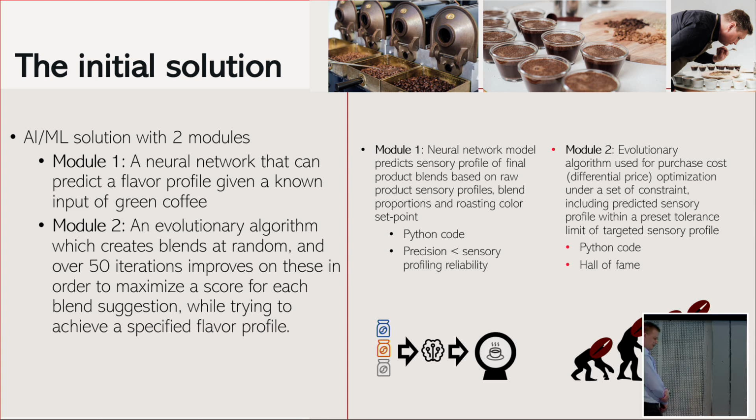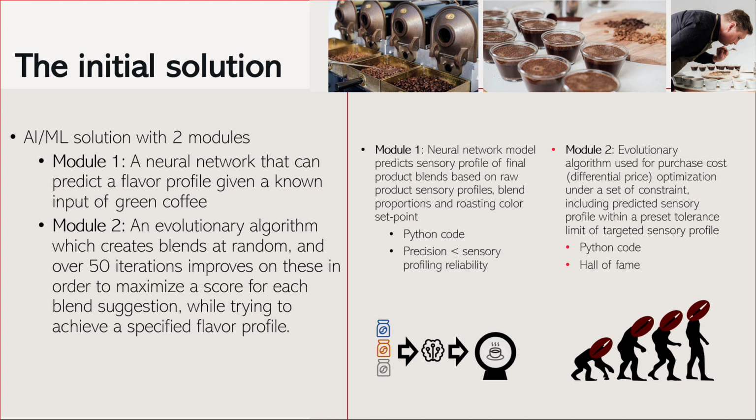So our initial attempt at this was built in collaboration with the Danish Technological Institute, an AI solution consisting of 2 modules. The first module consisting of a neural network supposedly able to predict the flavor profile of any given blend of green coffee beans. And while this, of course, is very impressive to be able to do, it's still not anything really usable in our day-to-day work, given we still have that huge number of potential candidates to evaluate.